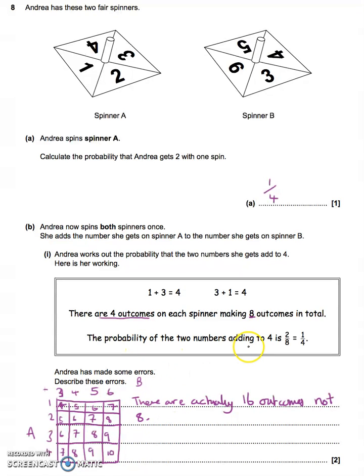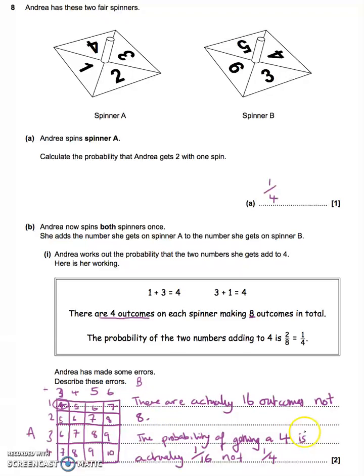And the probability of the two numbers adding to 4 is 2 eighths, which is 1/4. But there's actually only one combination that adds to 4. So the probability of getting a 4 is actually only 1 out of 16, so 1/16, not 1/4 like she thought it was. So there's her 2 mistakes.